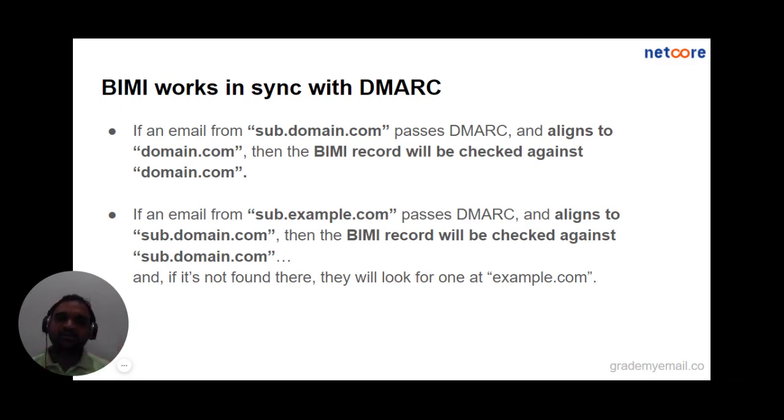So if DMARC is passed and aligned with a subdomain, that is sub.domain.com, then automatically the system will first try to check BIMI on the subdomain. And if the record is not found on the subdomain, then the system will check for the BIMI record on the main domain or the organization domain, that is example.com or domain.com, whatever is your main organization domain.